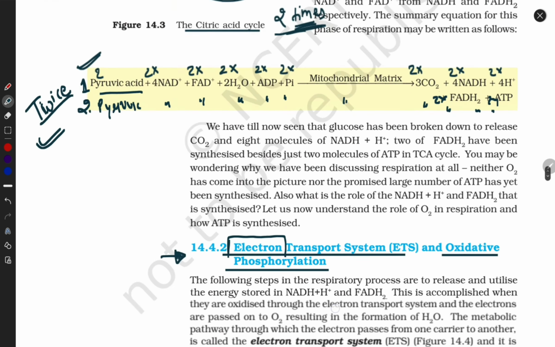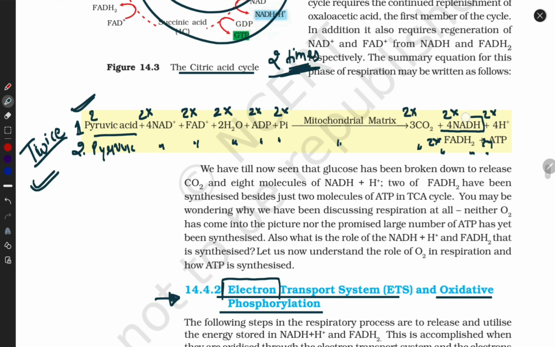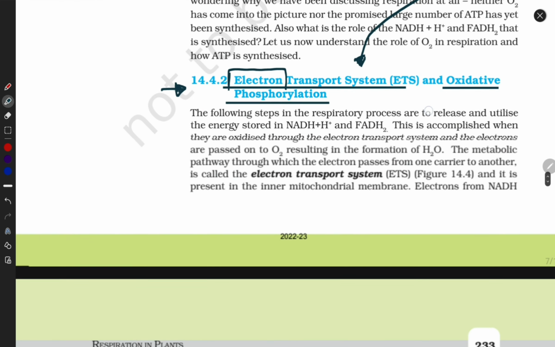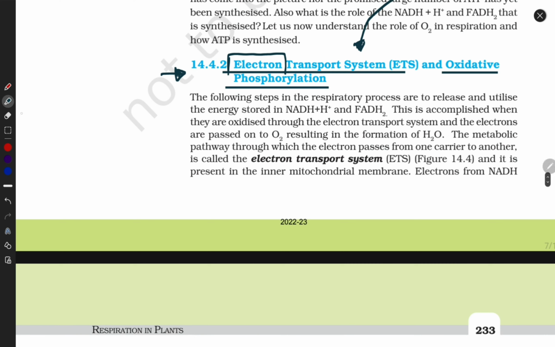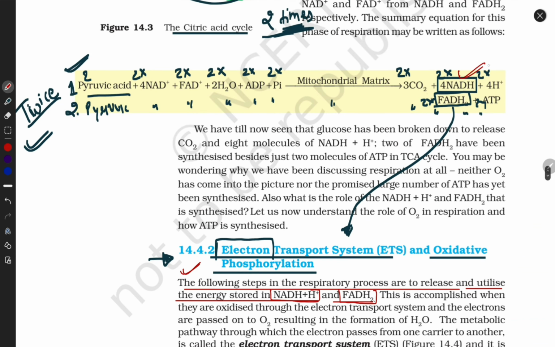Now NADH and FADH go towards the ETS system and participate in the electron transport system. They contribute their electrons. Look at here guys. The following steps in the respiratory process release and utilize the energy stored in NADH plus and FADH2. What kind of energy do they use? NADH2 and FADH2, this form and this form.